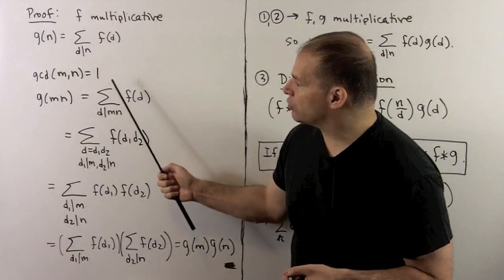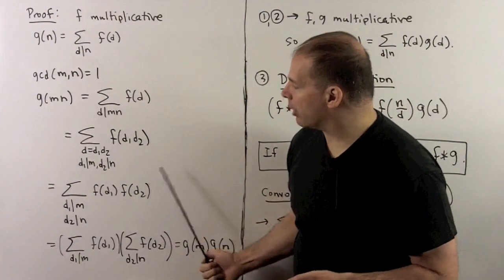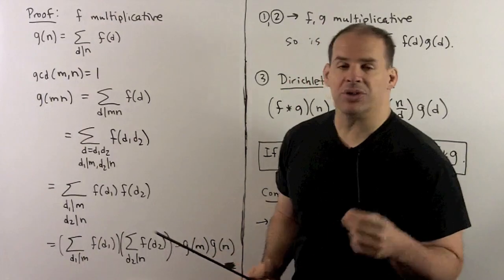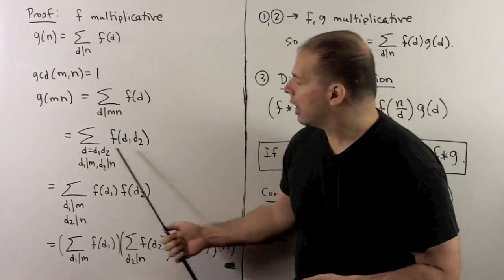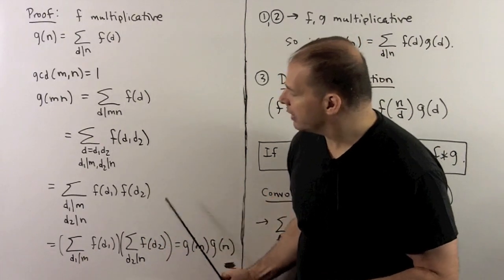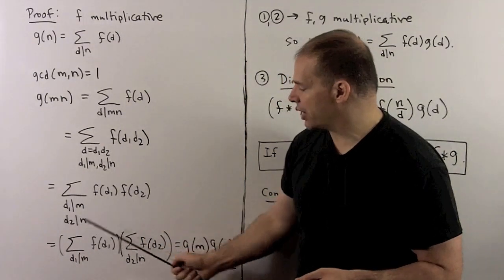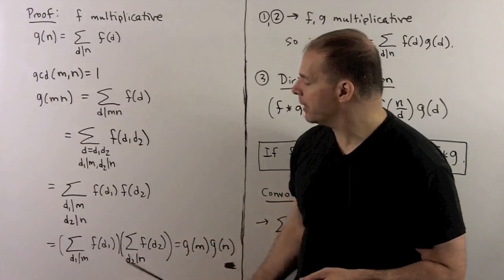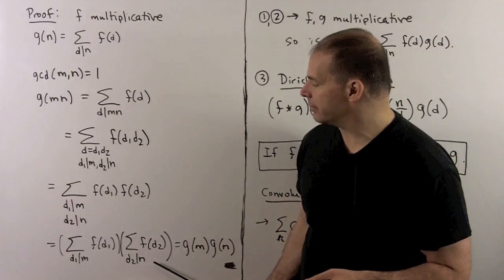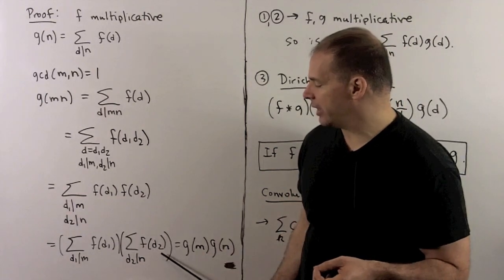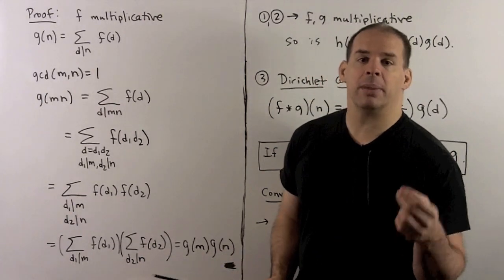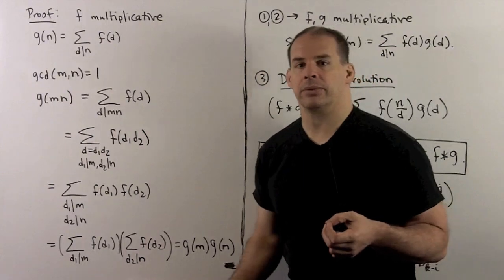Now, that lets us write this sum in this form. Because f is multiplicative, d1 and d2 are relatively prime, I could split this up. Then we know that this sum is just a product of sums, one over the divisors of m, the other over the divisors of n. That's exactly what we want. We have g of m times g of n. So g is multiplicative, and that's the proposition.